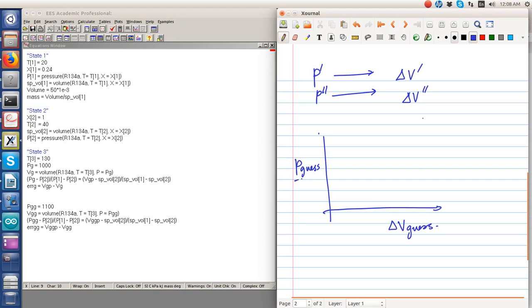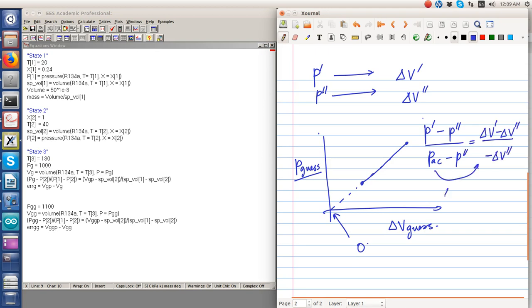We must find a P guess such that delta V guess is equal to 0. We can do this by means of a linear interpolation. So if we have all the lines on a linear interpolator, then simply (P prime minus P double prime) by (P actual minus P double prime) is equal to (delta V prime minus delta V double prime) by (minus of delta V double prime), because the corresponding delta V for P equal to P actual is equal to 0. That is, the error is 0.